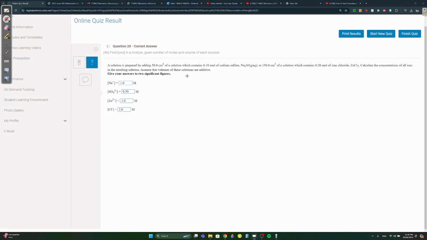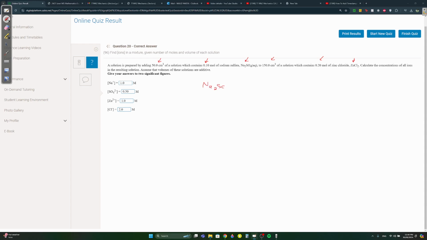And for our last question for today, they left the longest for the last. Okay, a solution prepared by adding this volume of 0.1 moles of sodium sulfate and this volume of 0.2 moles ZnCl2. Okay, they want the concentration of all ions. Remember, whenever dealing with these types of questions, the first step is to write the dissociation reaction of each one.